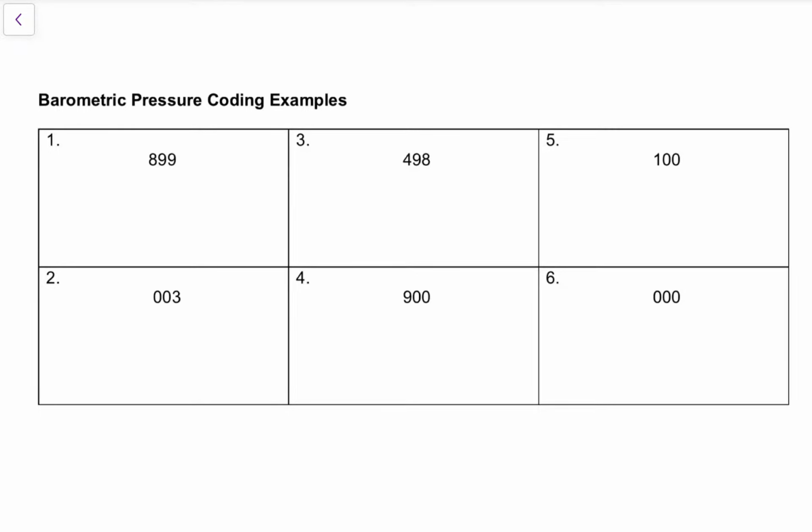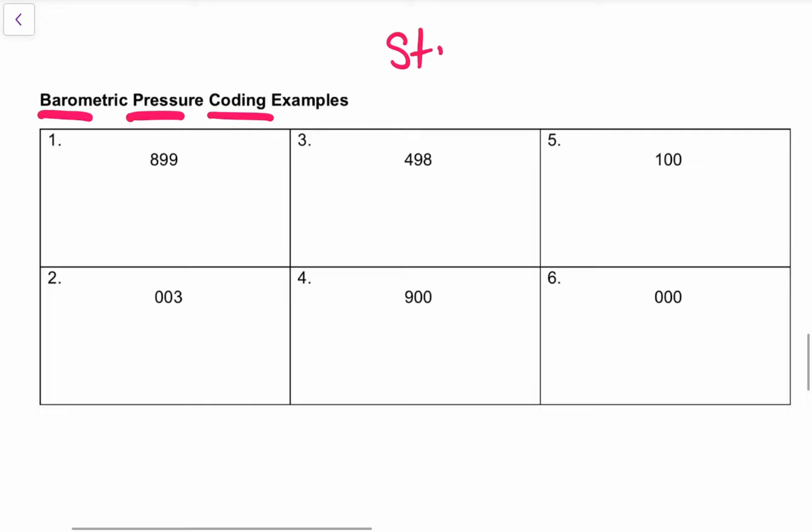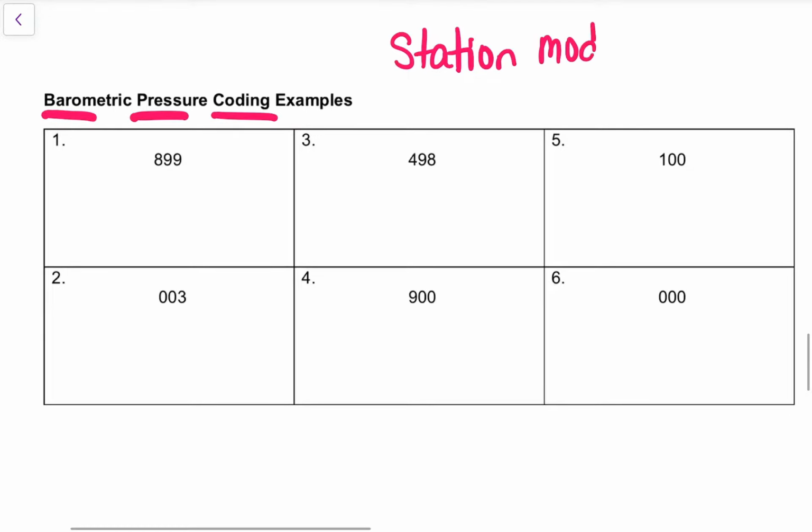In this video, we are still talking about barometric pressure coding on a station model, and I am just going to explain the answers to these practice problems. So again, we're looking at station models, and we are trying to convert the code to an actual air pressure in millibars.